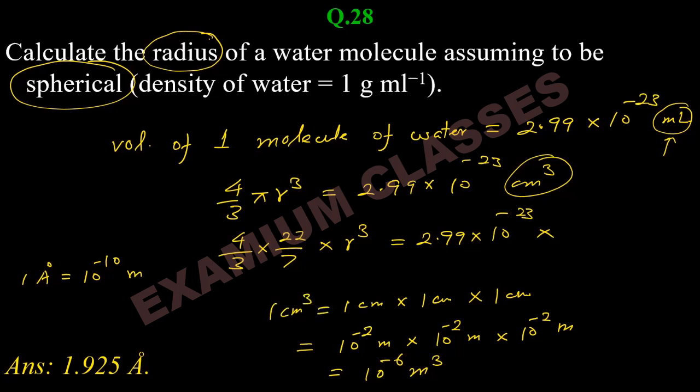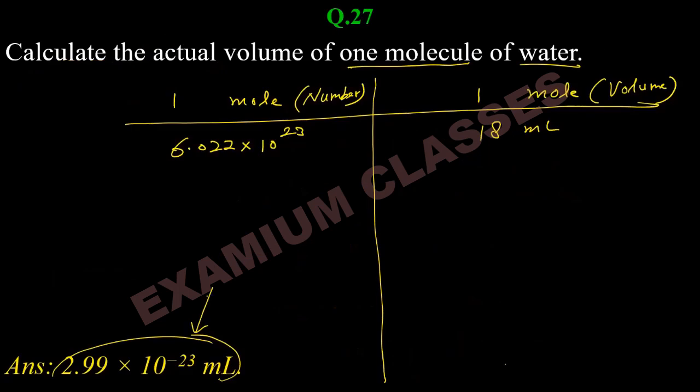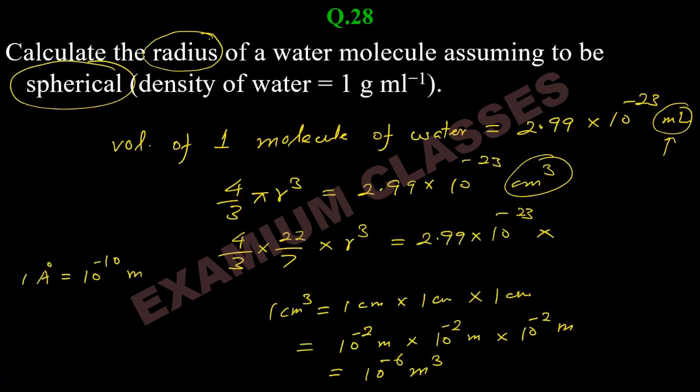Just let me know whether you could understand this conversion or not. I am converting 1 centimeter cube to 1 meter cube. Sir, yes, sir, how do we get this 2.99 into 10 to the power minus 23 milliliter from here? Volume of one molecule we have calculated in the previous question. Okay, sir. First, you will calculate the volume of one molecule, and then you will say, if the radius is r, then the volume of the molecule will be this much.